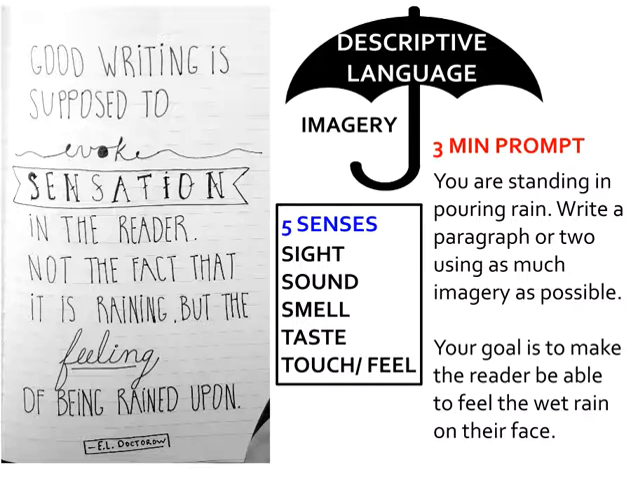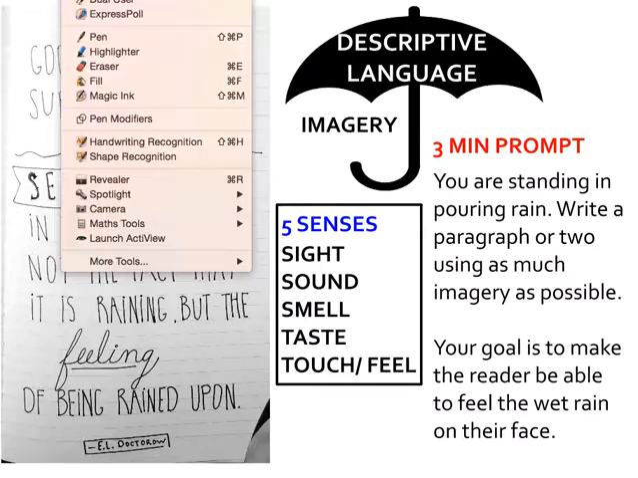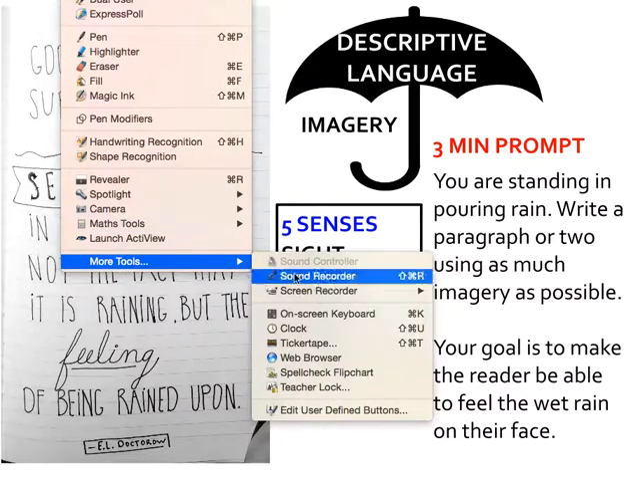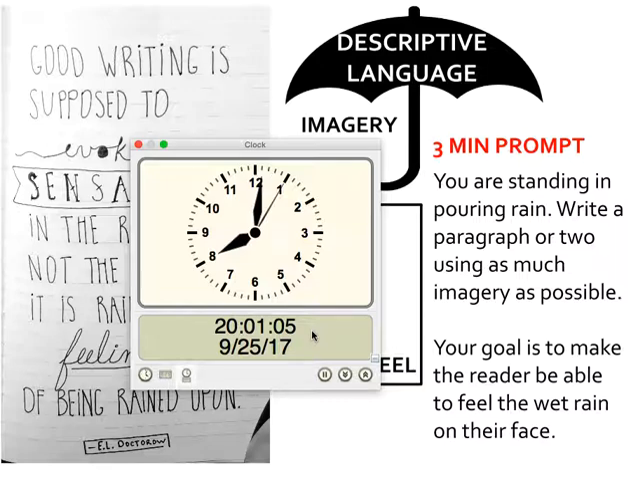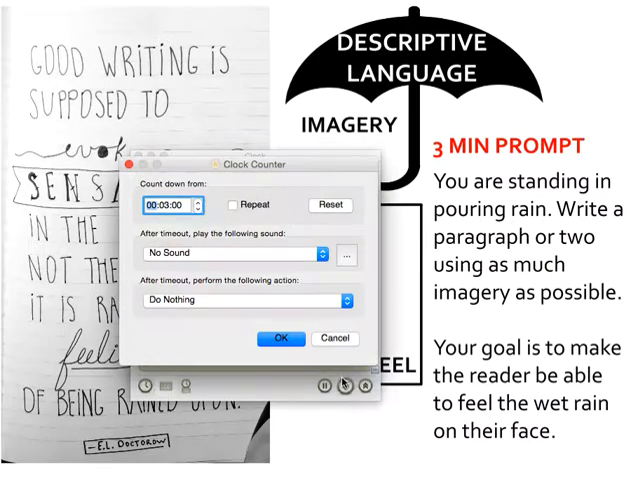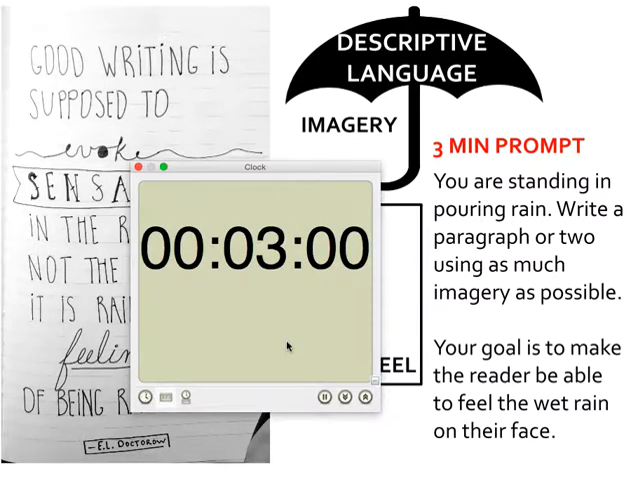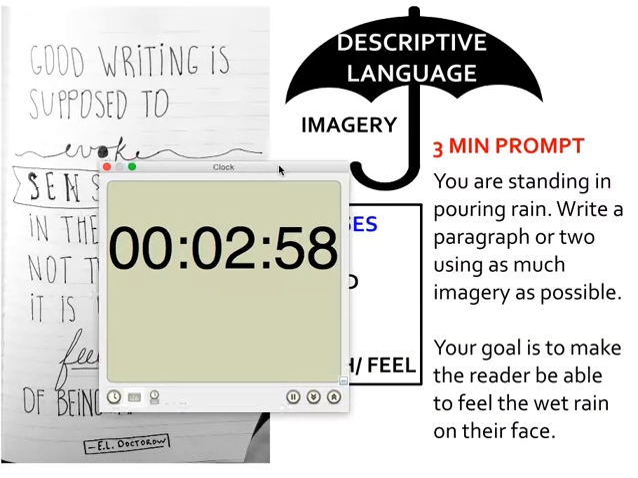So what do you see? What do you hear? What do you smell? What do you taste? What do you touch? Or what do you feel? Your goal is to make the reader be able to feel the wet rain on their face. So the reader shouldn't just know that it's raining. The reader needs to be able to feel the rain. Okay. Putting on the clock. Okay, the countdown is on. You have 3 minutes to write. Get started.